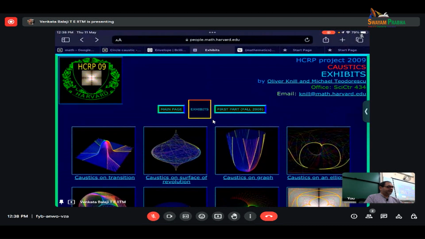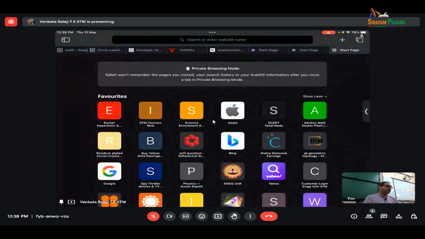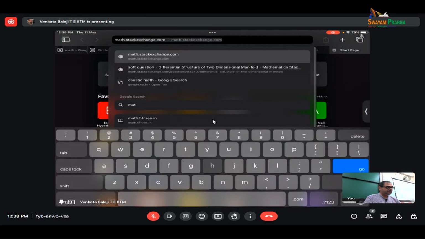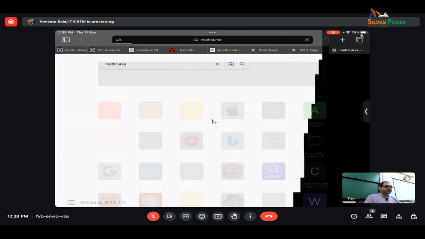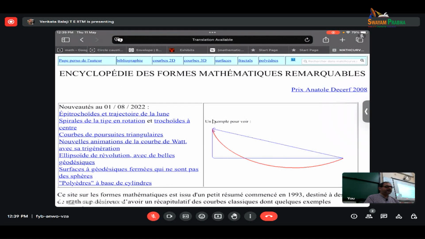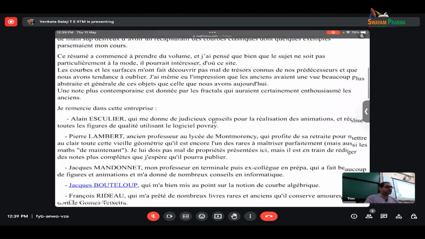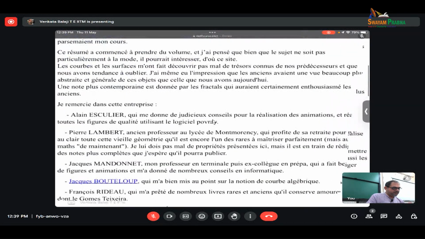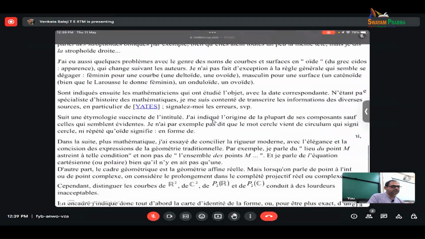And what is more important is I want you to look at something called MathCurve. Please look at this website. This is the encyclopedia of curves. There is one in English. I think there is somewhere it says it's in French now. There used to be an English version, I don't know, let me see.